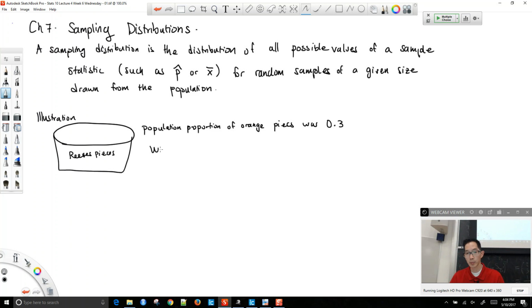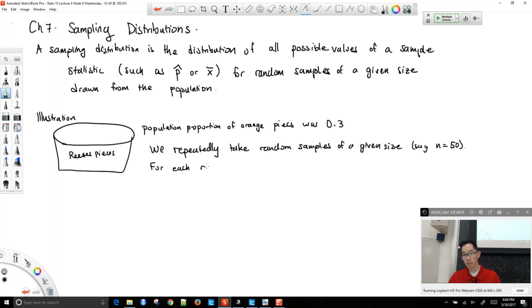So we repeatedly take random samples of a given size. We'll say 50. And for each random sample, we calculate p hat. And we keep track of all the p hats.